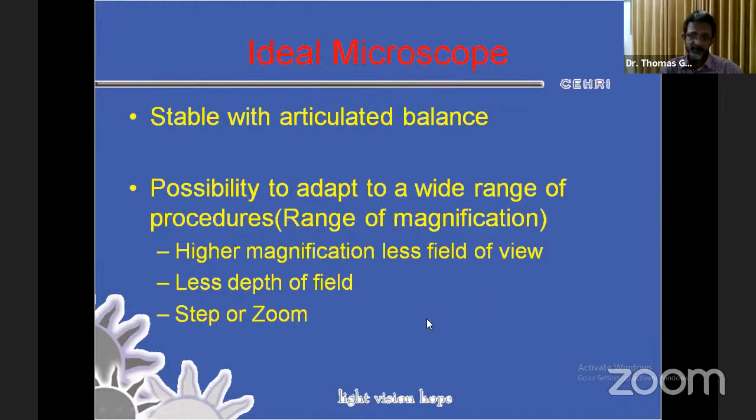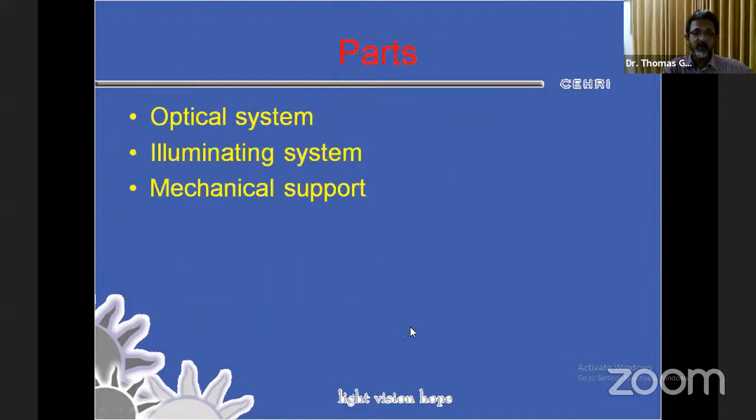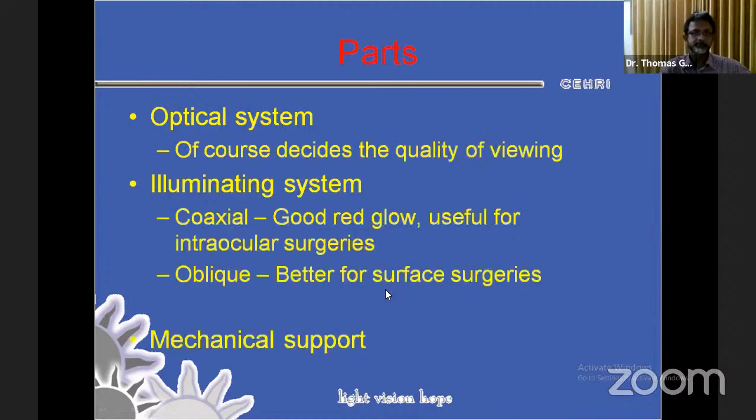When you go for a higher magnification, your field of view or the area you see is going to come down, as also the depth of field, that is your ability to perceive the depth and the things in focus anteroposteriorly is going to come down at higher magnification as opposed to a lower magnification. Obviously, you would see things smaller, and your resolution comes down with the lower magnification. Your magnification can be a step or a zoom system. The parts of a microscope would be the optical system, illuminating system, and of course the mechanical support.